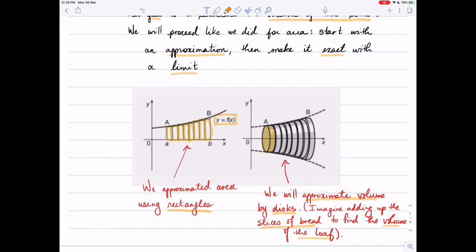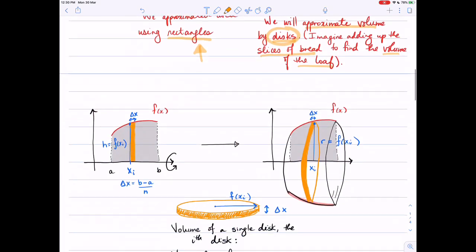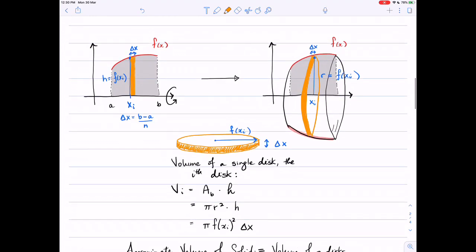The question is, how are we going to go and create these disks, right? How are we going to do that? And so we're going to inform ourselves by our rectangles from before and see if we can't create disks out of them and proceed to add those up and take a limit. So if we go back to the original picture and we add in a single rectangle, right? So over here we've got one single rectangle. Let's call this the ith rectangle. And it's one rectangle out of many, but it gives us the idea of how to create a disk.